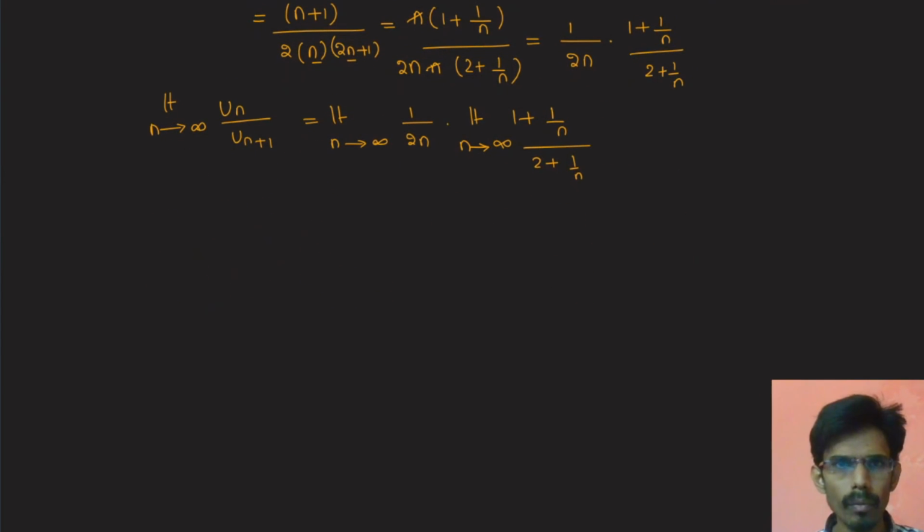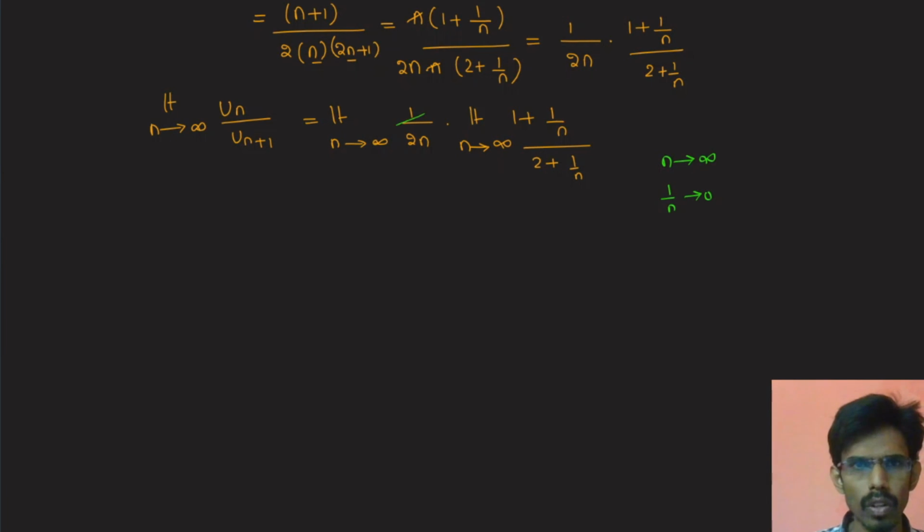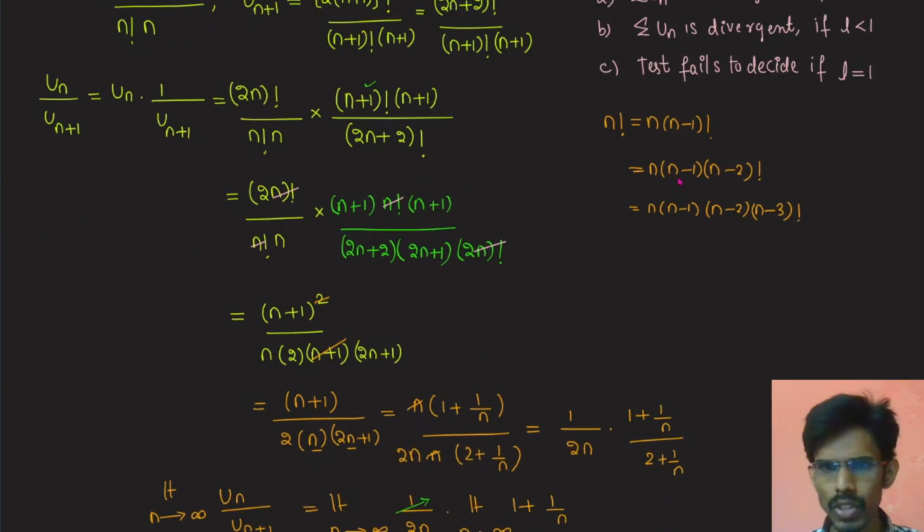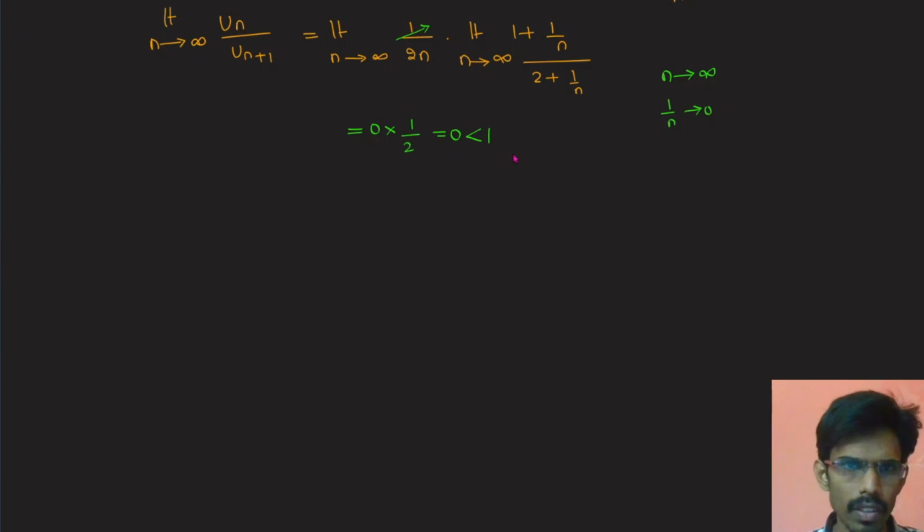Now if n tends to infinity, then 1 by n will tend to 0. So this term will become 0 here. 0 into this 1 plus 1 by n by 2 plus 1 by n, which will be 1 by 2, that will be 0 only. That is, 0 is less than 1. So by D'Alembert's ratio test, when L is less than 1, the series is divergent. So we have less than 1, this L value is less than 1. So the given series sigma un is divergent. The series will be divergent.